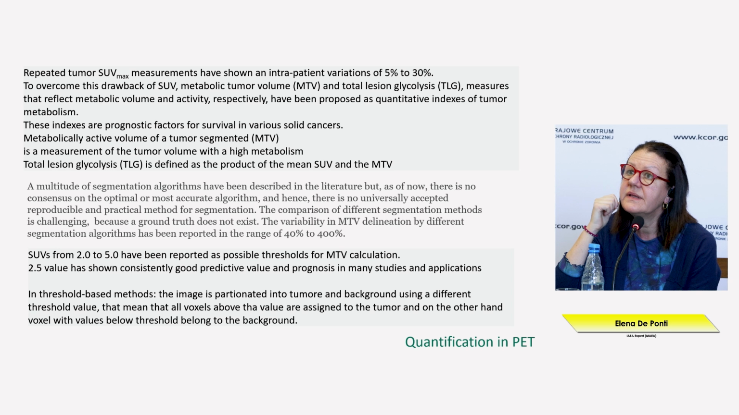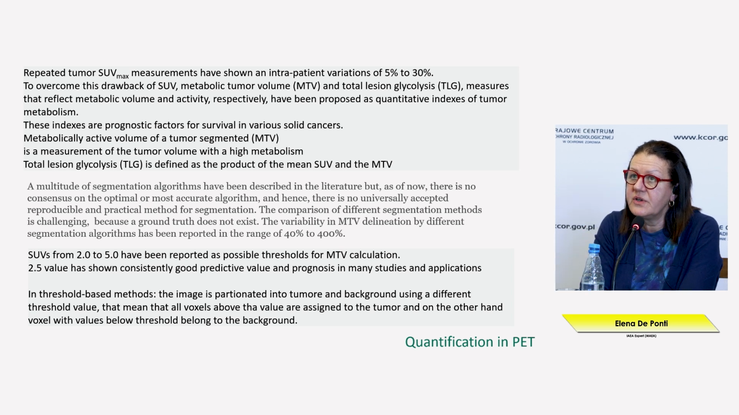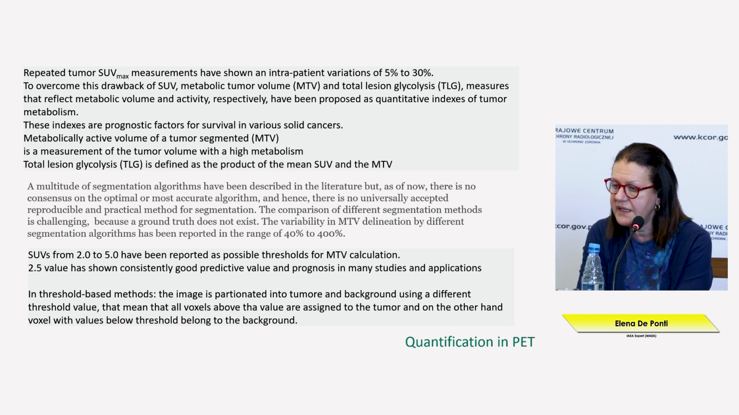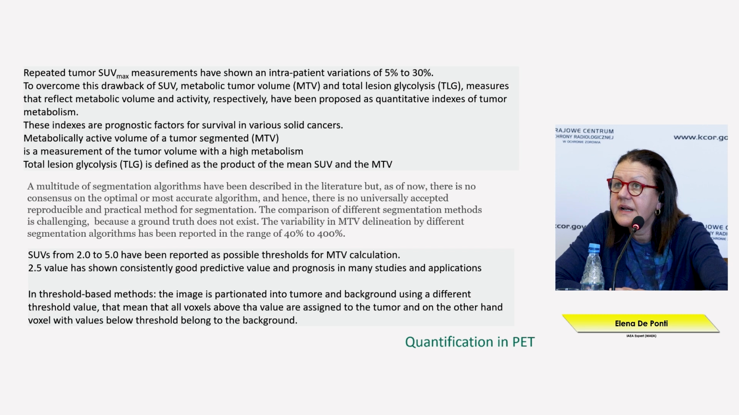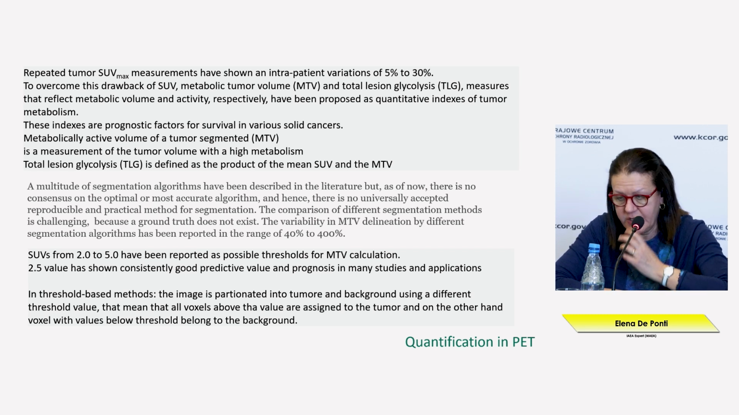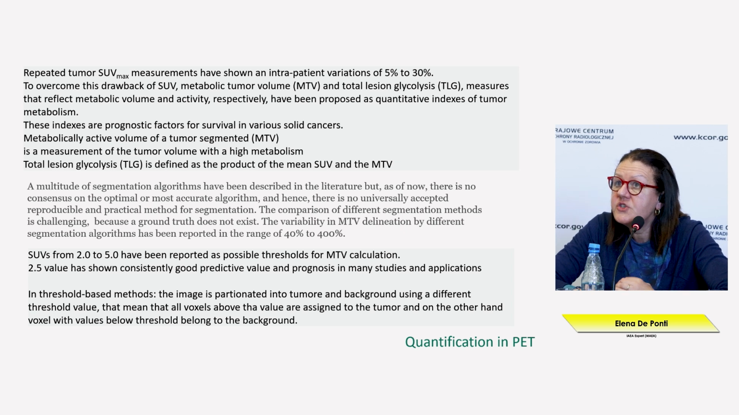The variation of SUV in clinical application has been described as ranging from 5% to 30%. It's a very huge range of variability. It means that we are not so confident on this metric.